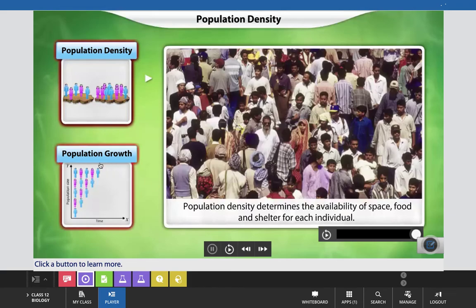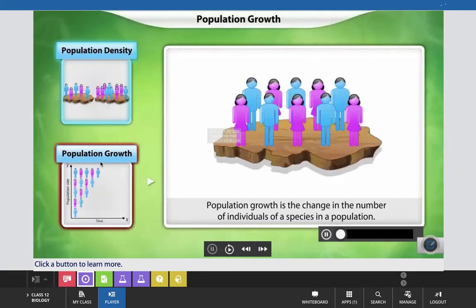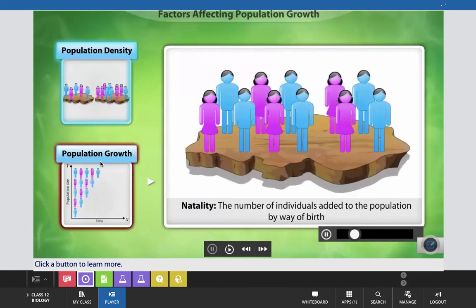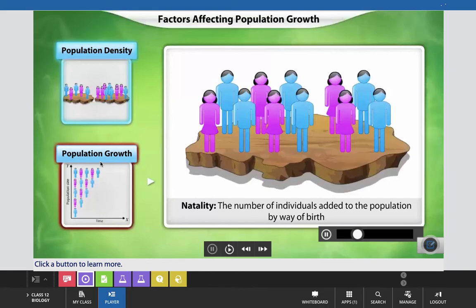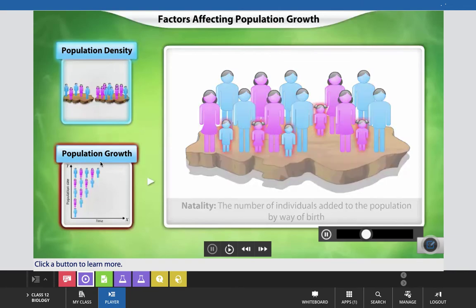Now, let us learn about population growth. Population growth is the change in the number of individuals of a species in a population. It is affected by four factors. First is natality, which refers to the number of individuals added to the population by way of birth.